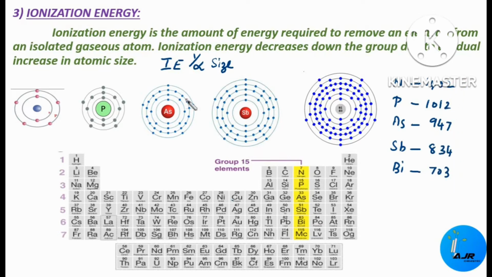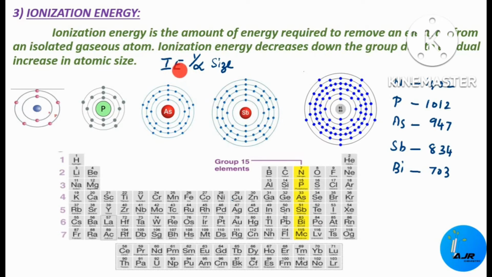Why does it happen so? As I told you earlier, as the atomic size increases, the distance between the nucleus and the outermost electron increases. Automatically the pull of the nucleus on the outermost electron will be decreasing. So it is very easy for us to remove the outermost electron, and only a small amount of energy has to be supplied to remove it.